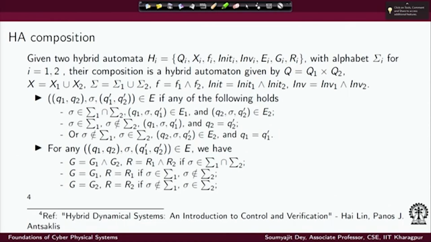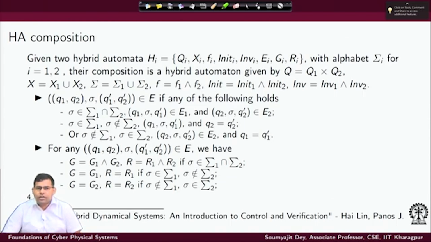So, suppose you are given two hybrid automata. Again, this definition has been taken from this book, as you can see. Of course, it is a standard definition, and in different books you will find it in different flavors. So, let us say we have hybrid automata H1 and H2. For each one, you have Q1, X1, the flow function F1, the initial state init 1, invariant inv1, E1, G1, R1, etc. And similarly for H2. And they have two alphabets, sigma 1 and sigma 2, for their input events.